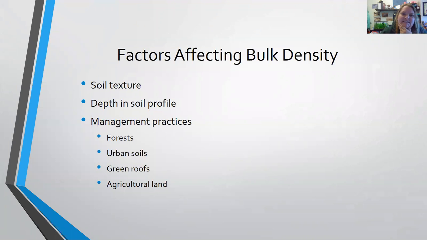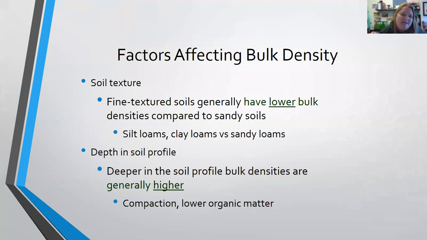As far as things that can affect bulk density, we talked about compaction, which is really a big one, but also the different soil textures, depth in the soil profile, and then these different management practices, which again, they talk about in your textbook, so I'm just going to briefly cover.